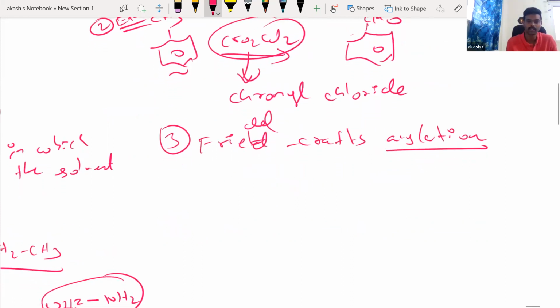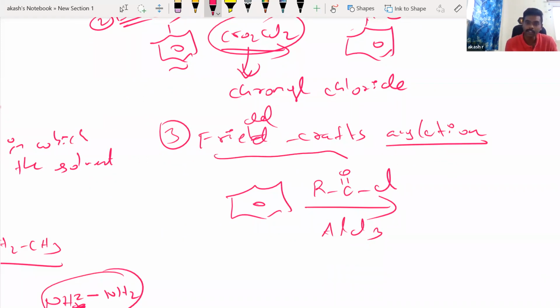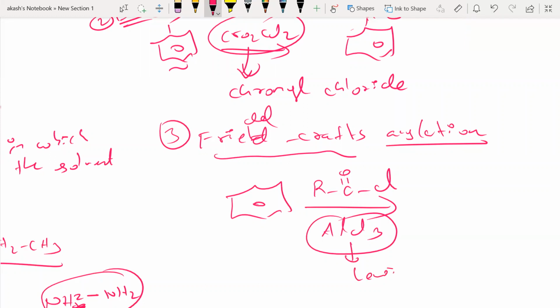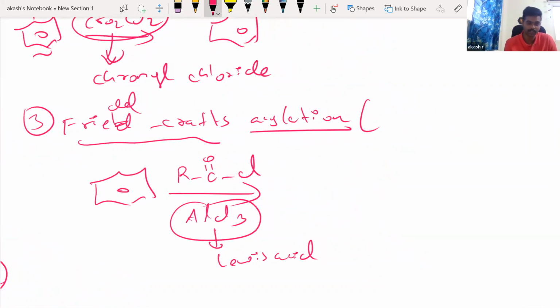So what we do here, say we have benzene, right? What you have to use is R-C double bond O-Cl, in the presence of AlCl3. In all the Friedel-Crafts reactions, this is common. This is your Lewis acid. All Friedel-Crafts reactions, not only acylation, are going to be electrophilic substitution reactions.